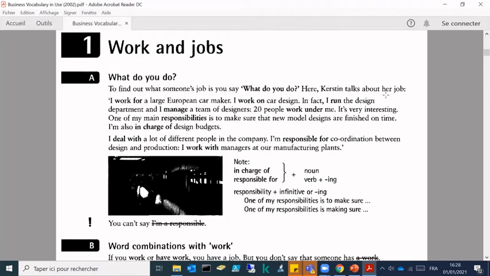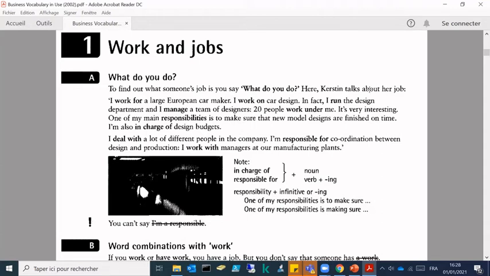In fact, I run the design department and I manage a team of designers. 20 people work under me. There it goes again, work under me. So there is work under me and work above. So under means people that you are responsible for. I'm responsible for. Responsible, always use for. So when you say I'm responsible about, it might be something else, but I'm responsible for taking care of my brothers.